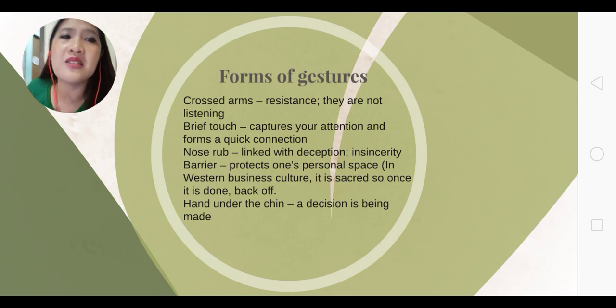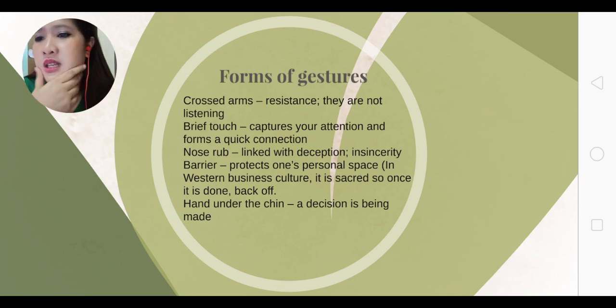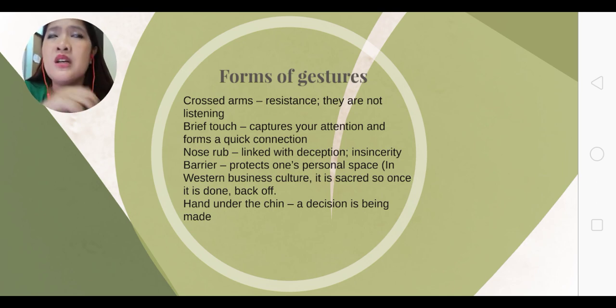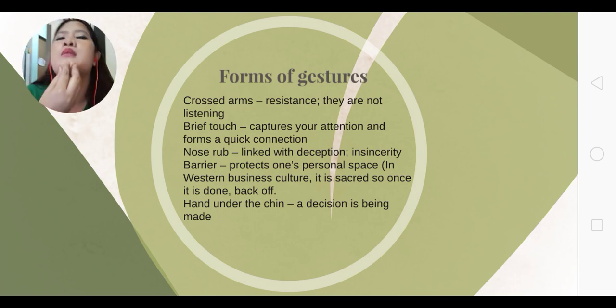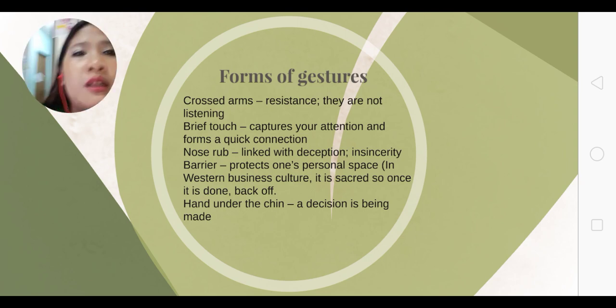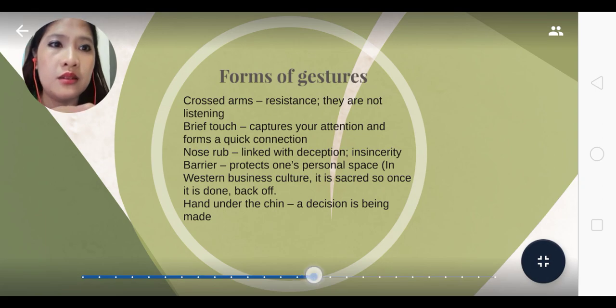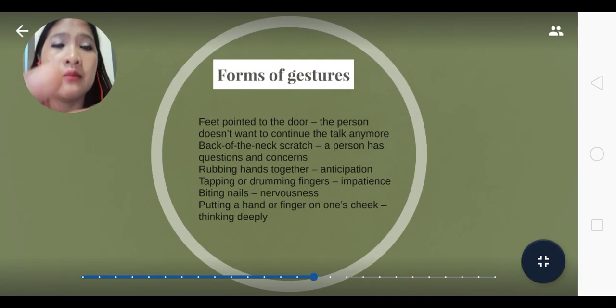So, hand to chin, meaning a decision is being made. We could see this one. Sometimes it's unconscious that when you're trying to come up with a decision, you do this. Especially for men with beards, sometimes they even play with the beard like this, and they're actually thinking. It's a way for them to think. Okay. Those are unplanned, by the way.